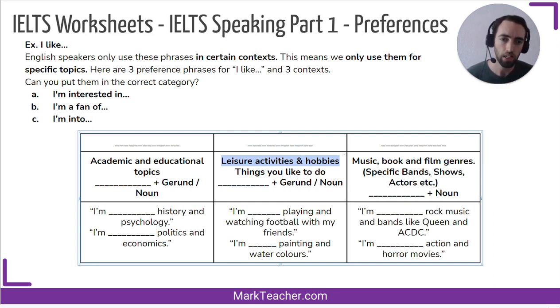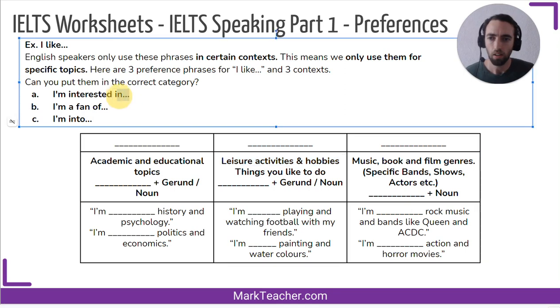The third context is music, book and film genres, and specific bands, shows, actors, entertainers, directors, and anyone or anything in the entertainment industry. So, I'm interested in. Remember the me. Which context do we use I'm interested in?